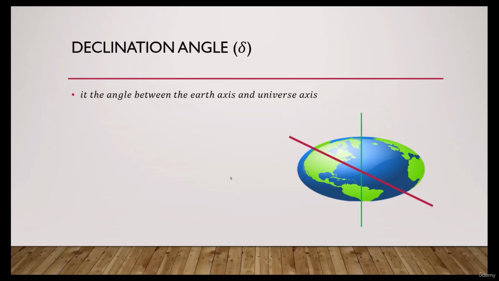It can basically be described as the angle between the Earth's axis and the universal axis. Let's suppose the universe has an axis connected between the Earth and what is out there, and the angle between the universe axis and the Earth axis is called the declination angle, delta. The value of delta varies depending on the motion of the Earth around itself and around the Sun.